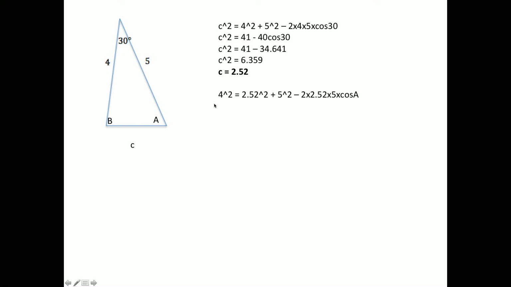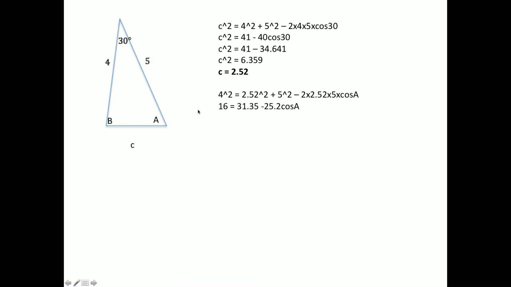So now if you fill in what you know, you have side A, side C, and side B. So this is going to be a side example in order to find angle A. So first you go with 4 squared equals 2.52 squared, that's C squared, just so we remember what we just found, plus 5 squared minus 2 times 2.52 times 5 times cosine A.